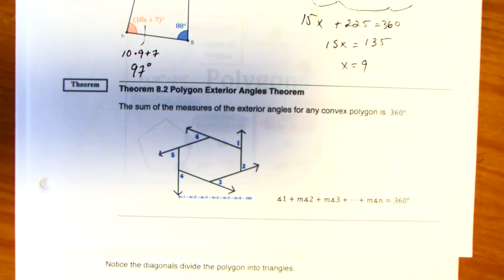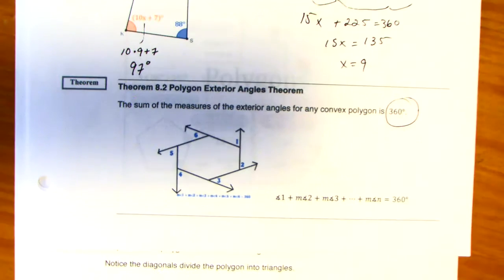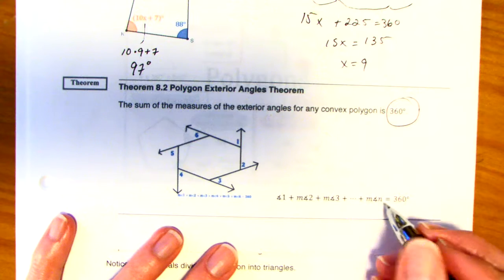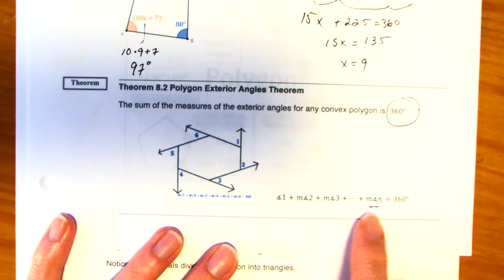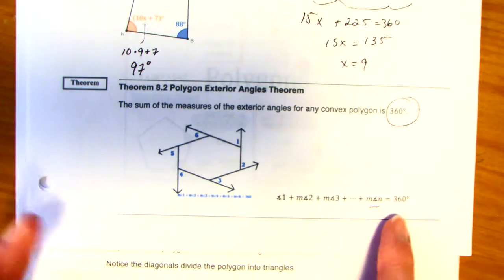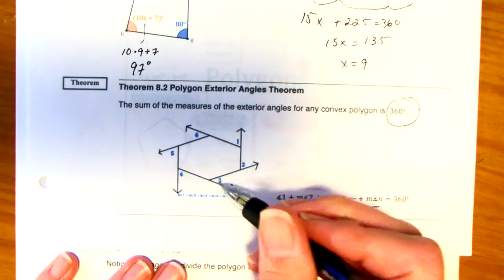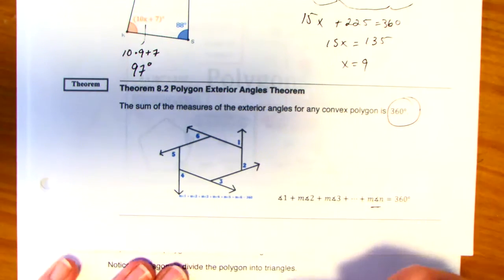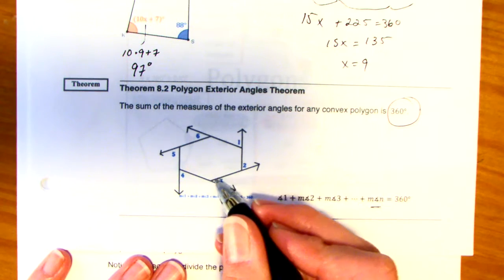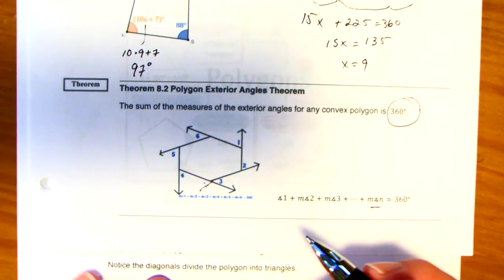Exterior angles. Now, regardless of the size of the polygon, guess what it's always equal to? 360. So you can't get this one wrong. Add up all your angles. Notice that the formula says the measure of angle n, so it doesn't matter how many you have. 360. These are exterior angles. Notice they don't do double exterior angles, like this one with it. Okay, so they don't do that.